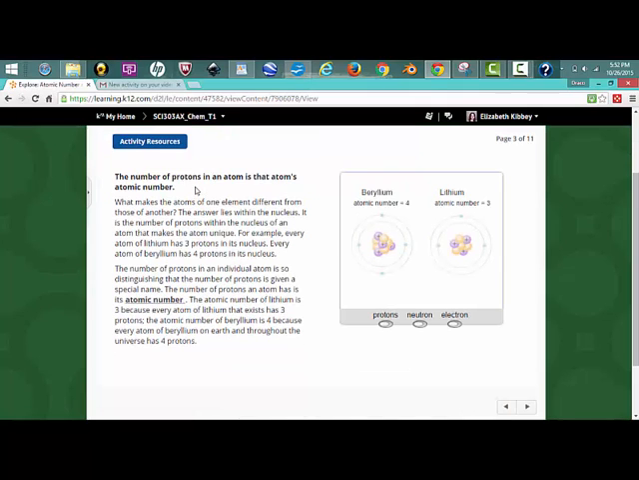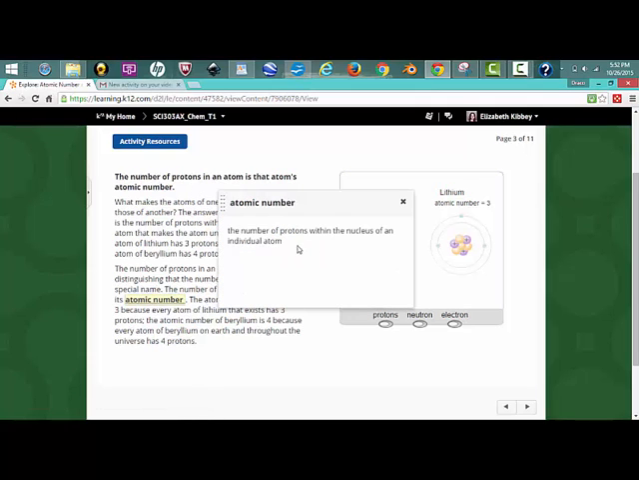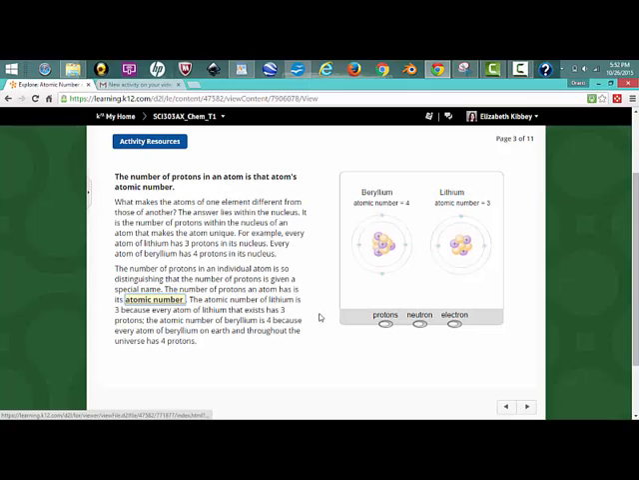The number of protons in an atom is that atom's atomic number. Looking at this definition, we know that atomic number is the number of protons within the nucleus of an individual atom. So looking at this beryllium atom, the atomic number is 4, so we can tell that there are 4 protons in this nucleus. Looking at lithium, there's an atomic number of 3, so we can already know that there are 3 protons in the atom's nucleus.